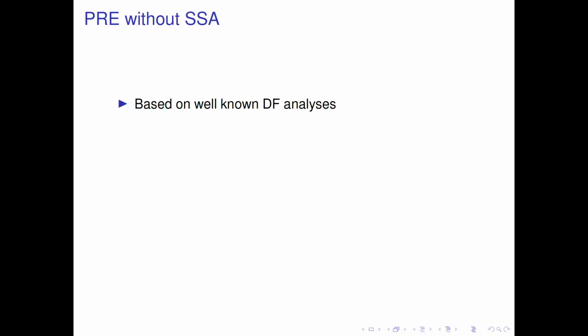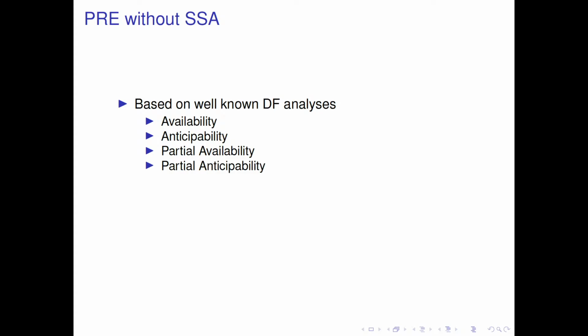So PRE can be done without SSA also, like any other optimization. In fact, for a time it was a very, very popular analysis. It became kind of the holy grail that everybody wanted to do PRE using data flow analysis and improve it. So a lot of variations are proposed in literature. It uses availability, anticipability, partial availability, and partial anticipability. All kinds of things it uses to decide whether I can convert a partial redundancy into a full redundancy, or partial availability into full availability, and then remove the redundancy.